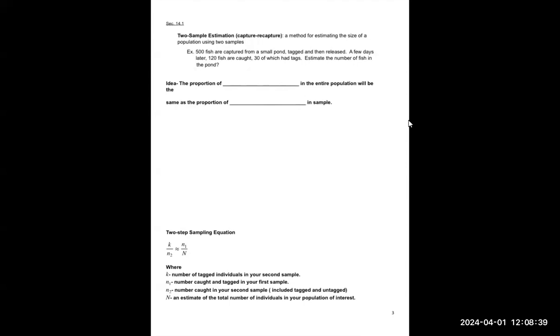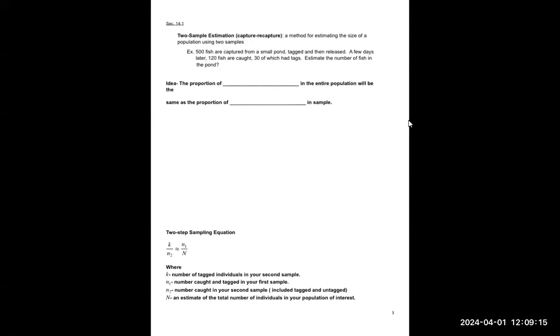Here's an example. There are 500 fish captured from a small pond. All of these, this is called your first sample. These 500 fish, all of them are tagged, and then they are released back into the pond. A few days later, 120 fish are caught, and they make note that 30 of those 120 happen to have tags on them. And they want us to estimate the number of fish in the pond.